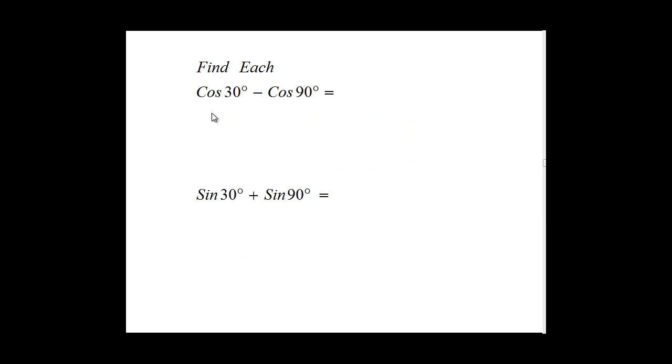Okay, suppose I want cosine 30 minus cosine of 90. If you plug in the formula, it's negative 2. Add the angles, 120. Cut in half is 60. Subtract gives you negative 60. Cut in half is negative 30. So it's negative 2 sine of 60, sine of negative 30.